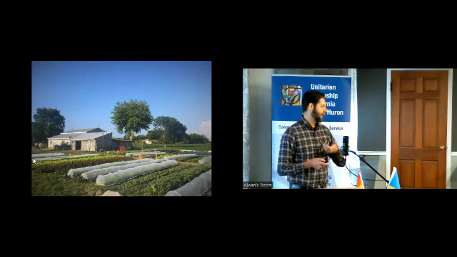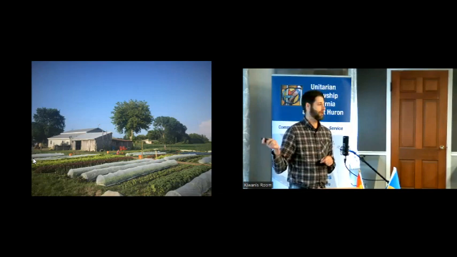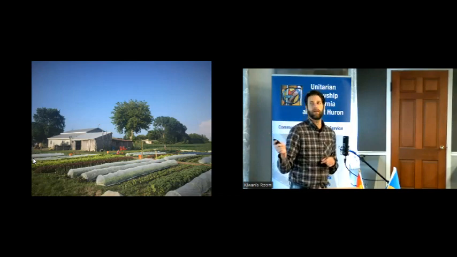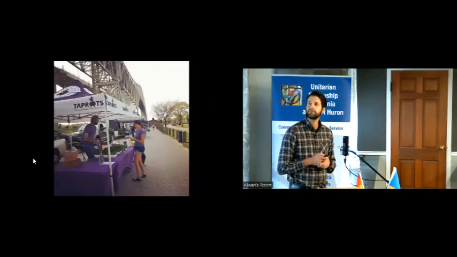You can also see in that photo the insect covers over the top. As we mentioned in the bio, it's a chemical free farm. So one of the things we do is try to prevent the bugs from getting onto the crops in the first place. We use a lot of insect netting over crops with pest issues.